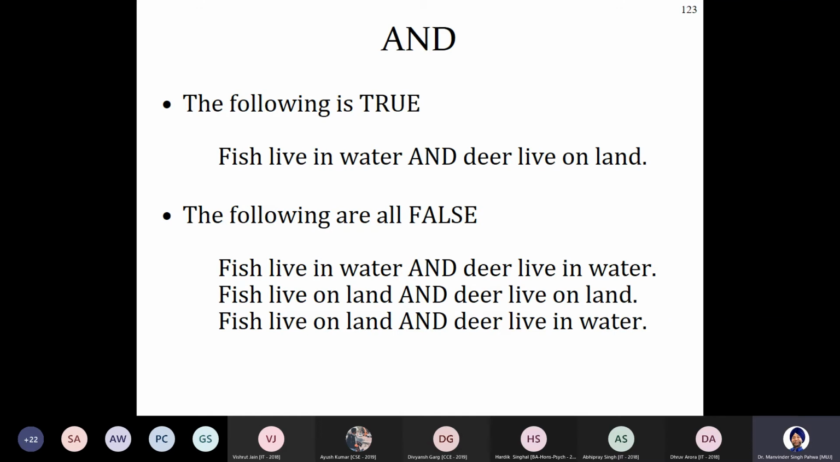So now here, if fish live in water and deer live in water, it will be false. Fish live on land, deer live on land, this will also be false. Fish live on land and deer live in water, this is also false. It means only one statement is true, that is fish live in water and deer live on land. So this is the statement which is true. Accordingly, it will pick up the statement whatsoever is true, and the syntax is being given over here itself.